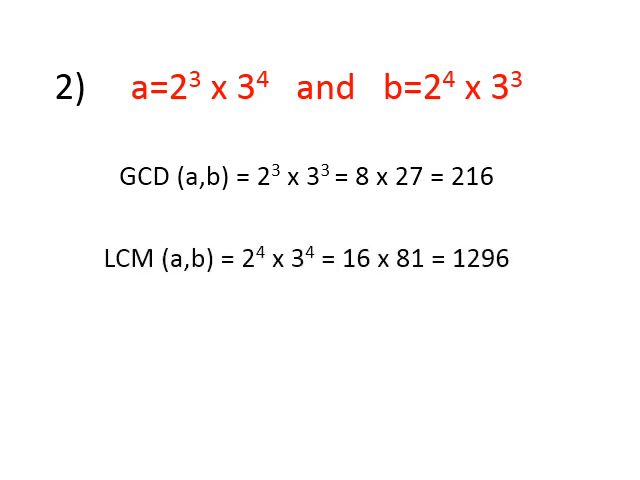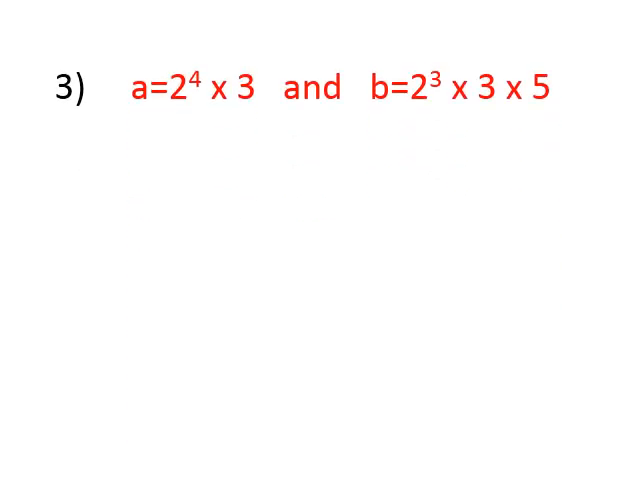Now, LCM, how can we write it? By finding the greatest power. So 2 power 4 is greater than 2 power 3. I have to write it. Then 3 power 4 is greater than 3 to the power 3. To find the LCM, I have to multiply 2 to the power 4, which is 16, by 3 to the power 4, which is 81, to get 1296. Okay?